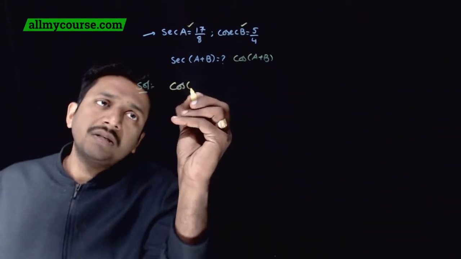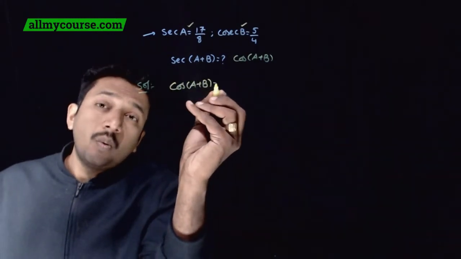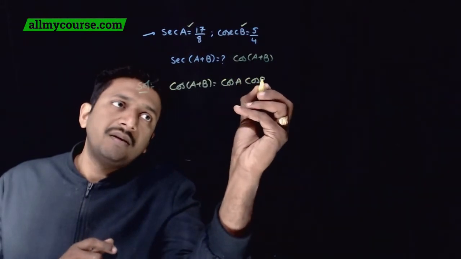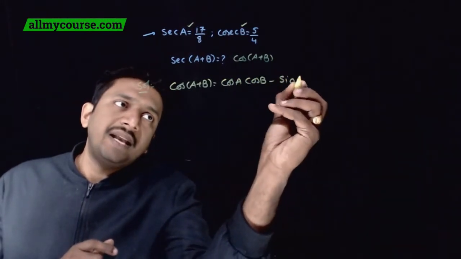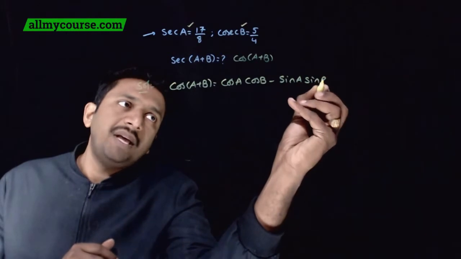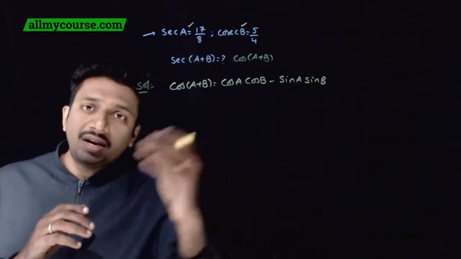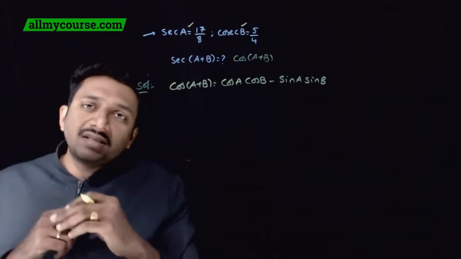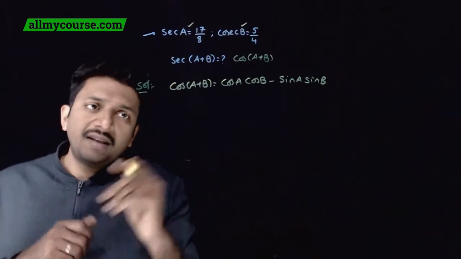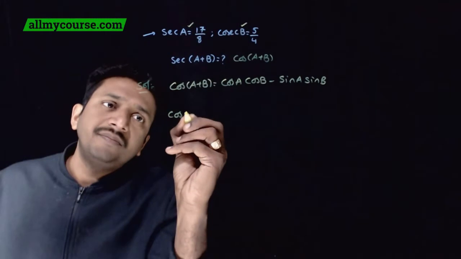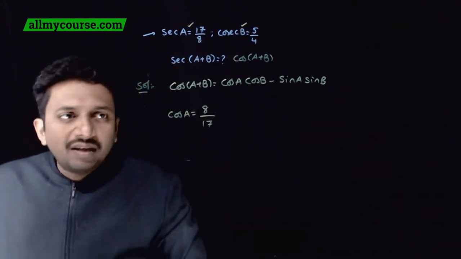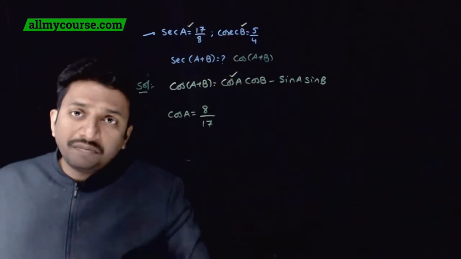If I want cos of A plus B, what I need to know is cos A cos B minus sin A sin B. I need some information about A and B. So I'll go to the information which is given. Secant A is given as 17 by 8. It is cos A is equal to 8 by 17, right? And cos A is given to you.